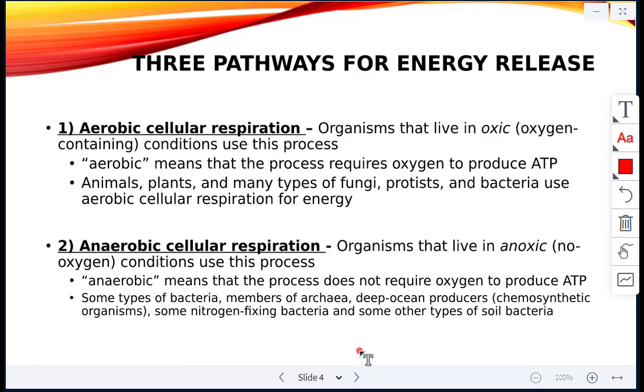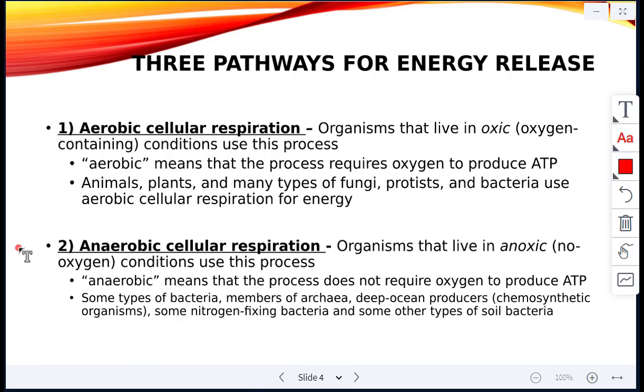So there's 3 pathways for energy release. There's aerobic cellular respiration. That's the first pathway. This is occurring in an environment that contains oxygen. All right, so that's what aerobic means. It means that oxygen is required to produce ATP. So this occurs in animals, plants, many types of fungi, protists, and bacteria will use aerobic cellular respiration for energy.